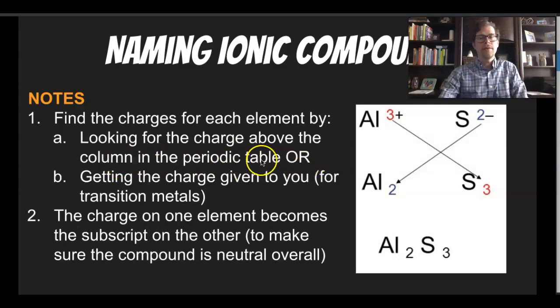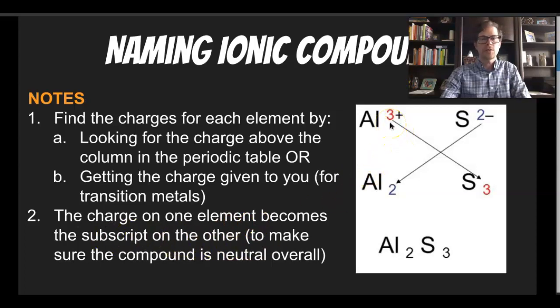Or, if it's not one of the ones that we can predict from the table, if it's a transition metal, we're going to have the charge given to us. So if it's iron, for example, you won't know from the periodic table, so you'll have to see, oh, this is iron with a +3 charge. The charge on one element becomes the subscript on the other. And so that's what we do.